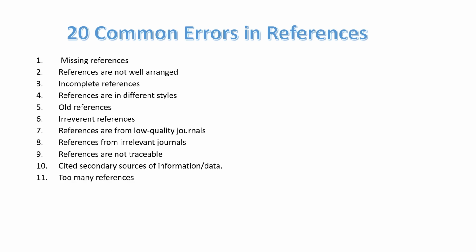And then there are too many references. Students are giving 40, 50 and 60 references in one paper, so you do not need too many references in one paragraph or in your article. So references must be small in number.